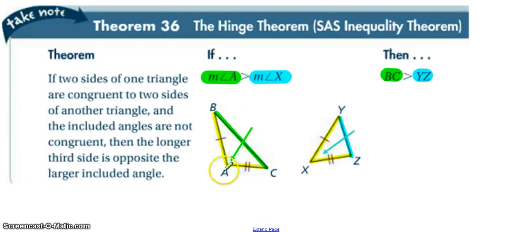We know that AB and AC are congruent to YX and XZ, so we have two pairs of congruent sides. So if the included angles between them were congruent, we know we'd have congruent triangles. But what we see is that angle A is greater than angle X. So angle A is your included angle here, X is your included angle there. And that then tells me, because A is larger than X, that BC, the side corresponding to that angle, must be larger than YZ, the side that corresponds to angle X.